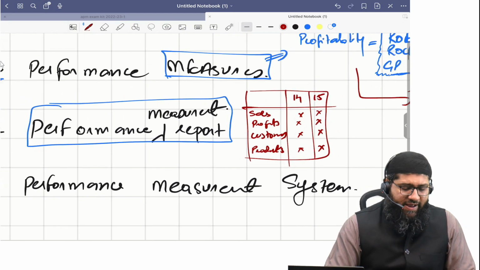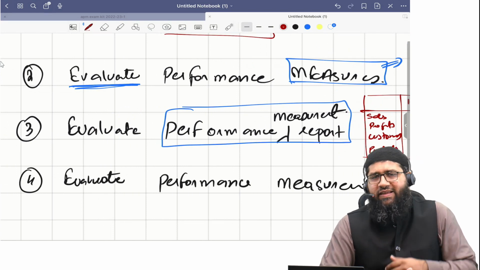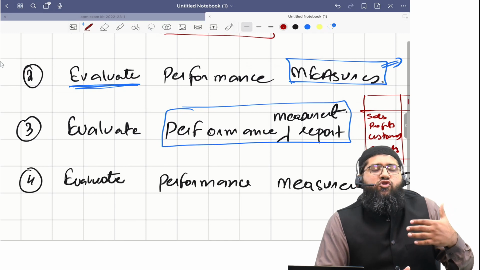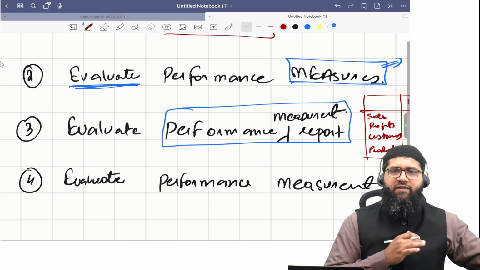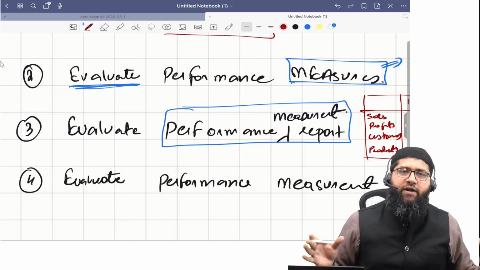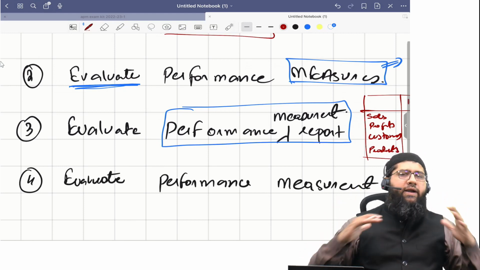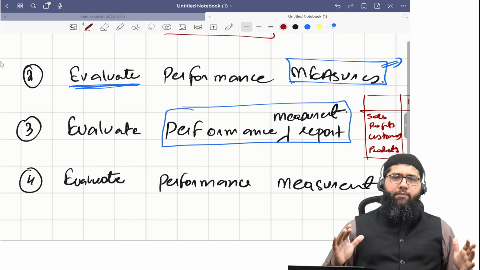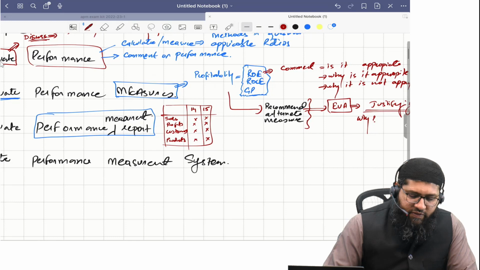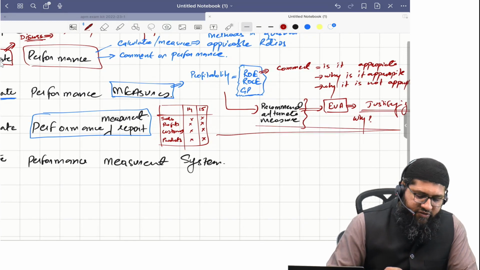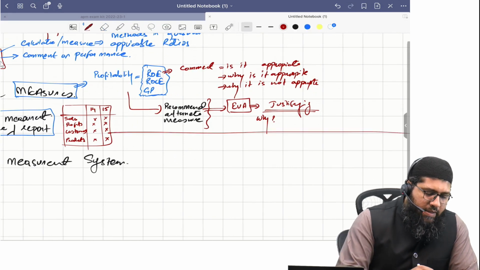So when he's asking us to evaluate the performance measurement report, he's not asking us to comment on performance. He's not asking us to evaluate performance. He's asking us to evaluate the performance measurement report. How is it different to evaluation of the performance? In the performance measurement report evaluation, you don't comment on the performance. You simply comment on the report. Now, what do you comment on the report? For that, I'll take you through some shortcuts as to what should be done with respect to evaluation of the performance measurement report.